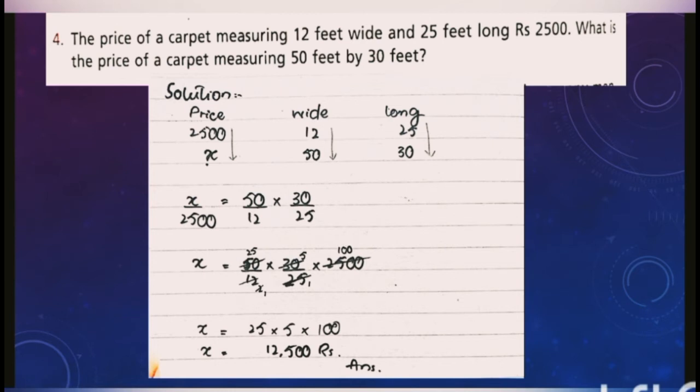Okay, and the carpet measuring 50 feet by 30 feet, right? 50 feet is the wideness, and 30 feet is the length of the carpet. So I wrote 50, and beside this I wrote 30. Now use the arrow method to solve this question.